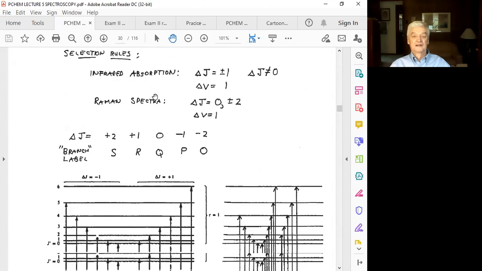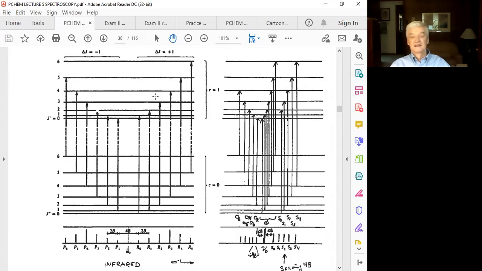Once I find it, make sure you understand these diagrams. If you can understand these, you shouldn't have any problems with figuring out what a particular transition is. In infrared, these are the delta J plus 1 transitions. These are delta J minus 1. This is the lower vibrational state. This is the upper vibrational state. From the bottom here to the bottom here is the vibrational frequency, nu 0 or nu vibration. In Raman spectra, the jumps are either 0, as shown in here, or plus 2 or minus 2.